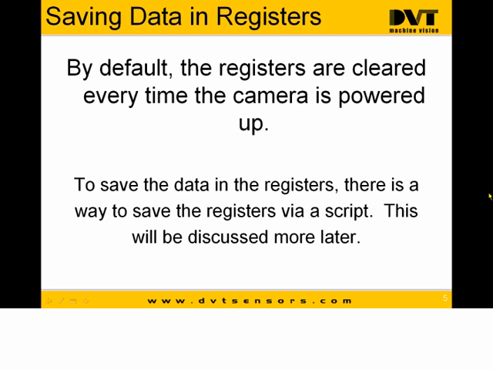Okay, by default, registers are cleared every time the camera is powered up. We call them volatile memory. They're there as long as the RAM is still current and fresh, but when the camera is powered down, the RAM's cleared, and therefore any data that was in your registers is cleared. However, you can save the data to registers. You just need to do it via a script, and we can go over that at the end of this.